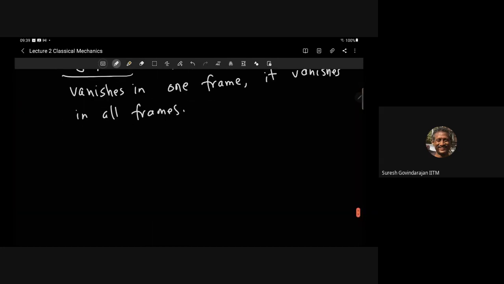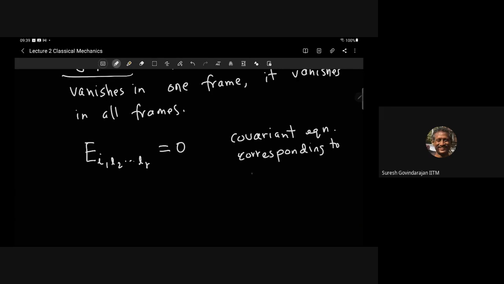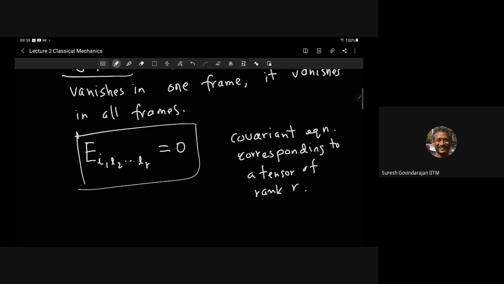Okay, so again we can have equations which are tensor equations, which are covariant. So we can write something, we can have an equation. So this is a covariant equation corresponding to a tensor of rank... So it's kind of very nice. Okay, so covariance. So you could have things like this, and in physics there are examples like this.